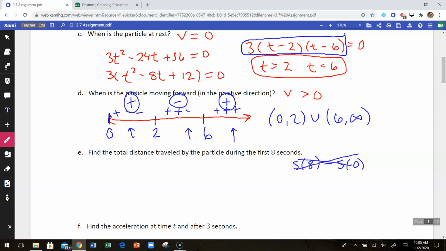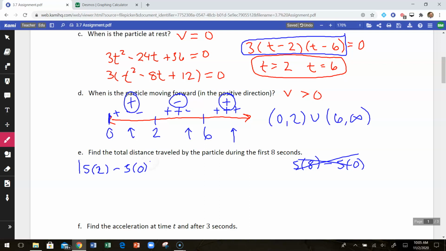What I have to do is break it into: how far did it travel over this first time interval when it was moving forward? And then how far did it travel backwards from 2 to 6? And then how far did it travel from 6 to 8? So the way I'm going to show that is, what was the position of the particle at 2 minus the position at 0. It's moving forward from 0 to 2, so position at 2 minus position at 0.